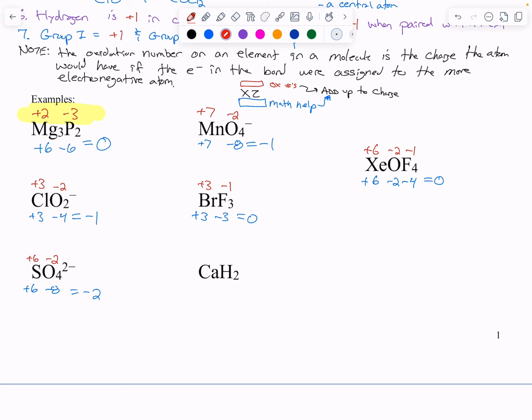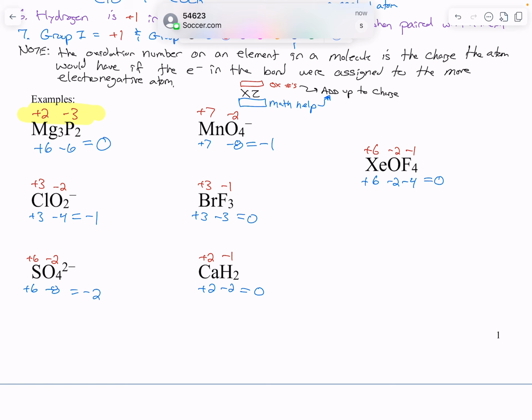And finally, calcium hydride. You see calcium, you can just write plus 2 here because it's a group 2 metal. All right, we do the math though, 0. We know this is plus 2, and so this has to be minus 2. Each hydrogen is minus 1. So when hydrogen's written second, with a metal like this, it's probably going to be negative 1.